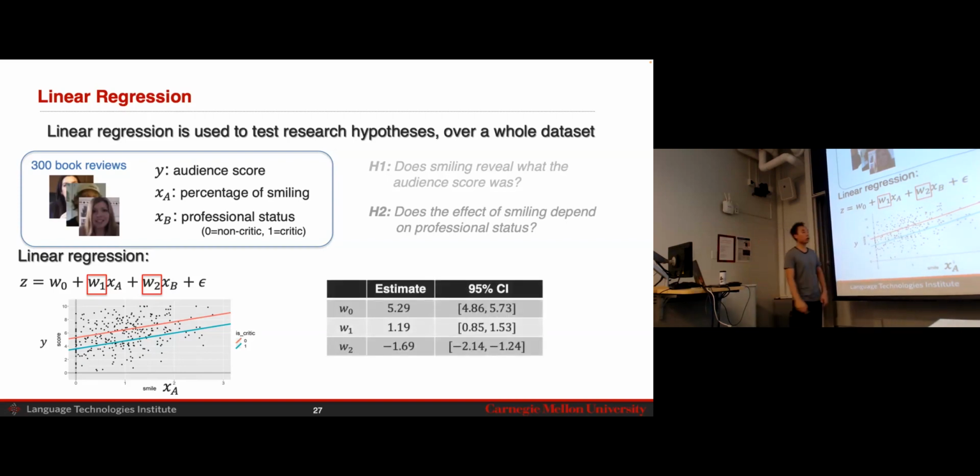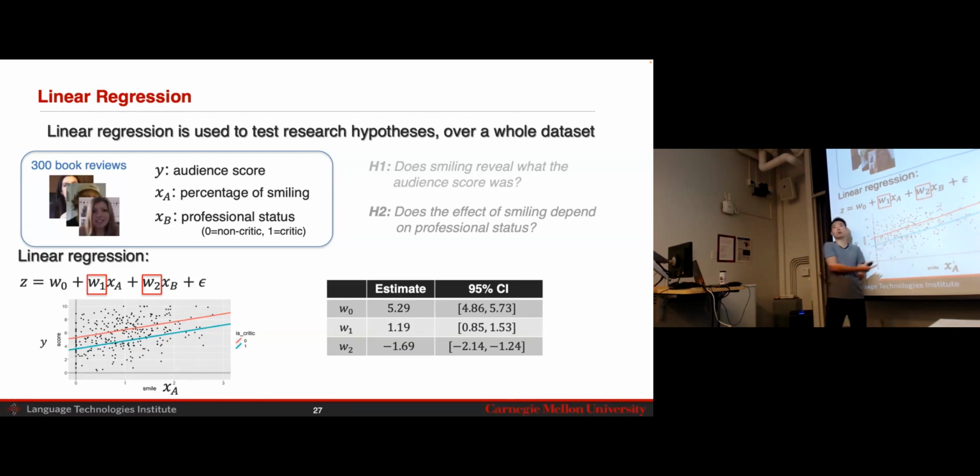So in general, there is still a positive relationship. When the person in the video smiles more, the audience score is higher with a coefficient of 1.19. But when I go from a video where the person is not a critic, where XB is 0, to a video where the person is a critic, the overall score drops by negative 1.7. Typically reflecting the assumption or the intuition that critics are more harsh on reviewing books. So that's a simple example of how you can use two variables in predicting a label.